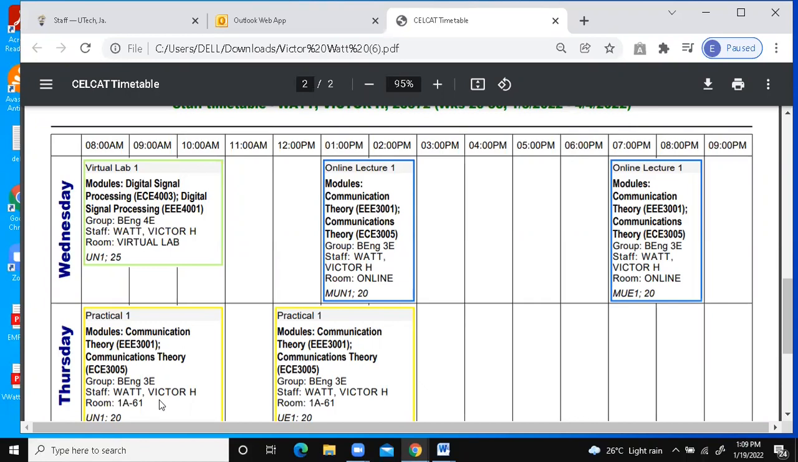This is what my timetable looks like. So we are here. And there is supposed to be another session tonight at 7 p.m. I don't know who does that, but that's what I see here.